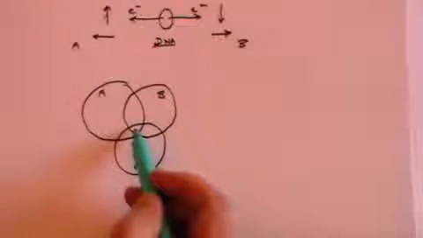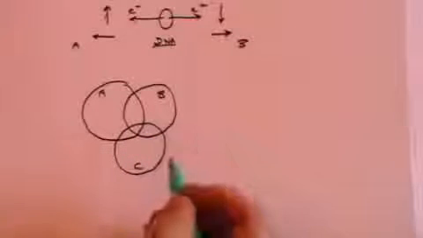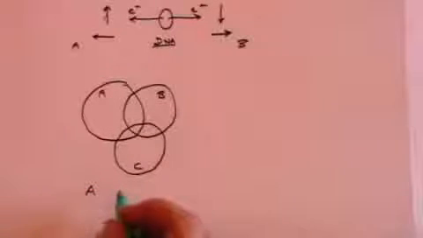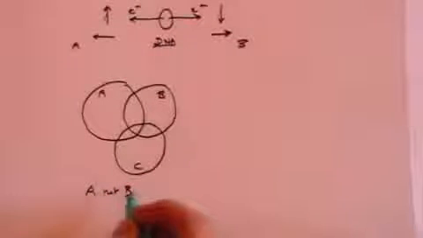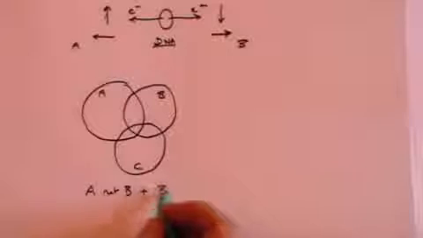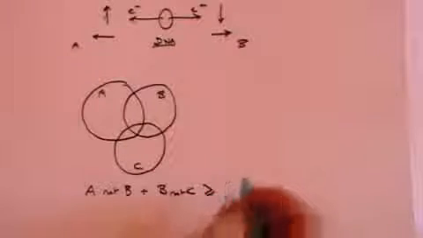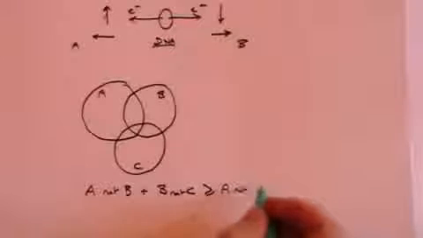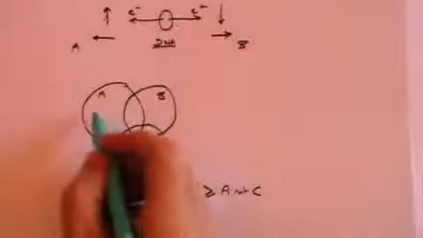And right in the middle where A, B and C all overlap, that means those children are wearing hats, gloves and scarves. And what Bell's inequality says is that all the people who are wearing hats but not scarves, plus all the people who are wearing scarves but not gloves, is always greater than or equal to all the people who are wearing hats but not gloves. And I'll prove that simply by numbering each of the regions.